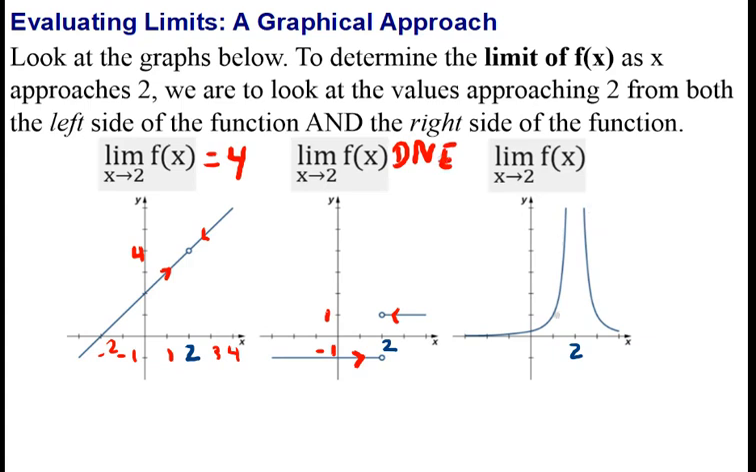Okay, so then the last one we have here, as we're coming in from the left-hand side, this value is going up, up, up, which means that it's approaching positive infinity. And then if we look from the right-hand side, it's also going up to infinity, which means that the limit as x approaches 2 for this graph here is equal to positive infinity.